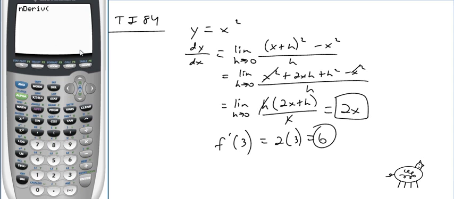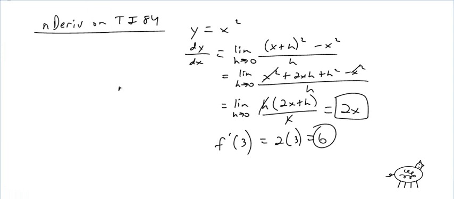So here, let me write this out before I type it in the calculator. So it's nDeriv, and the three parameters are, well, first of all, we're going to put the function in. So it's going to be x squared, and then x, comma, and our value that we're putting in there, which is going to be 3. So again, the first parameter is our function. The second parameter is we're taking it with respect to x, so that is our variable.